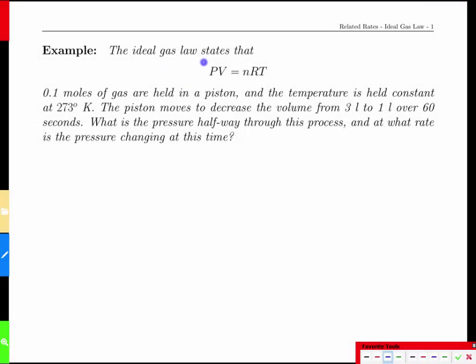In this example, we're going to work with a concept from chemistry, the ideal gas law. And the ideal gas law states a relationship between the pressure of a gas, its volume, and a few other constants over here. N is the amount of gas there is, measured in number of moles. R is the ideal gas constant, which translates between these various units. And T is the temperature in degrees Kelvin.